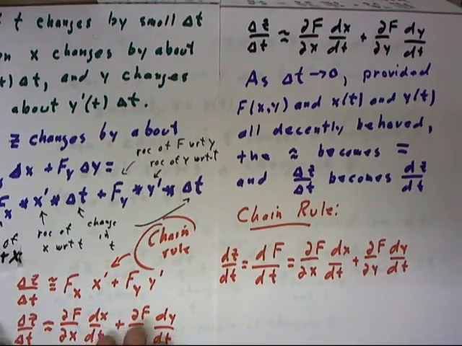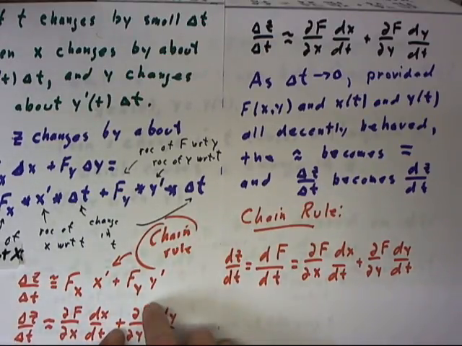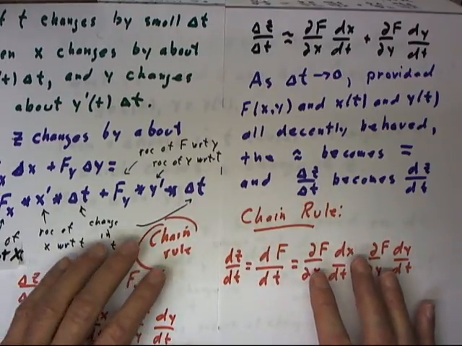Okay, so here's our hand-waving version. Our delta z over delta t is equal to the rate at which f changes with respect to x times the rate at which x changes with respect to t, plus the rate at which f changes with respect to y times the rate at which y changes with respect to t. If you say that yourself often enough, it'll start to make sense.